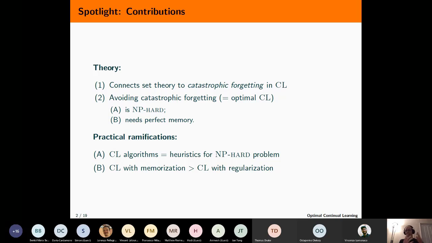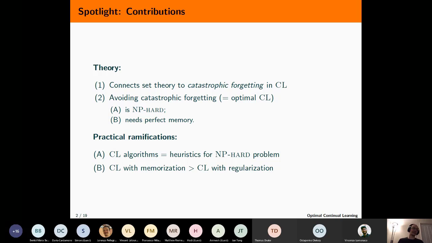And these properties are NP-Hardness, which is a notion from complexity theory I'm sure you're all familiar with. And the other one is perfect memory. In order for that one to make sense, you need to define a few more things, but we'll get to that in due course. And once you can show these 2 things, there are 2 main practical ramifications that I'm sure a lot of you are interested in.